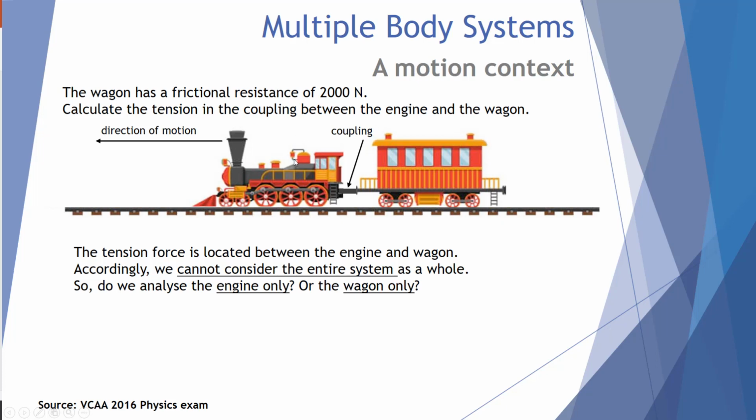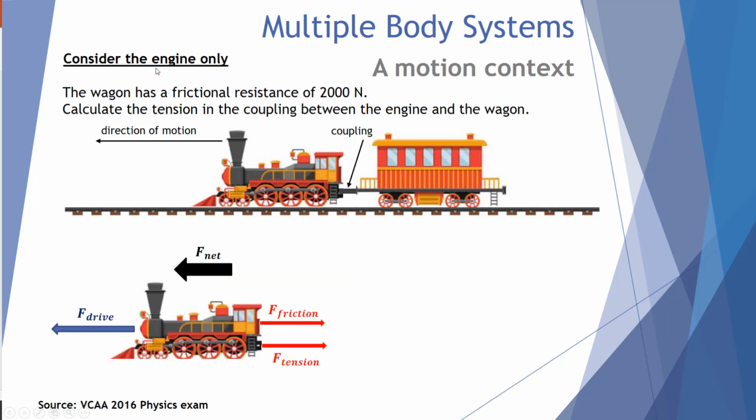It won't work. So students quite often get stuck when we're looking at forces between multiple bodies. Do we analyse the engine only, or do we analyse the wagon only? So let's consider both possibilities. If we're going to consider the engine only, we know, even though it's not stated, there's some kind of driving force from the engine, the steam engine that's pushing it forward. We know it's accelerating to the left, so there's a net force going to the left.